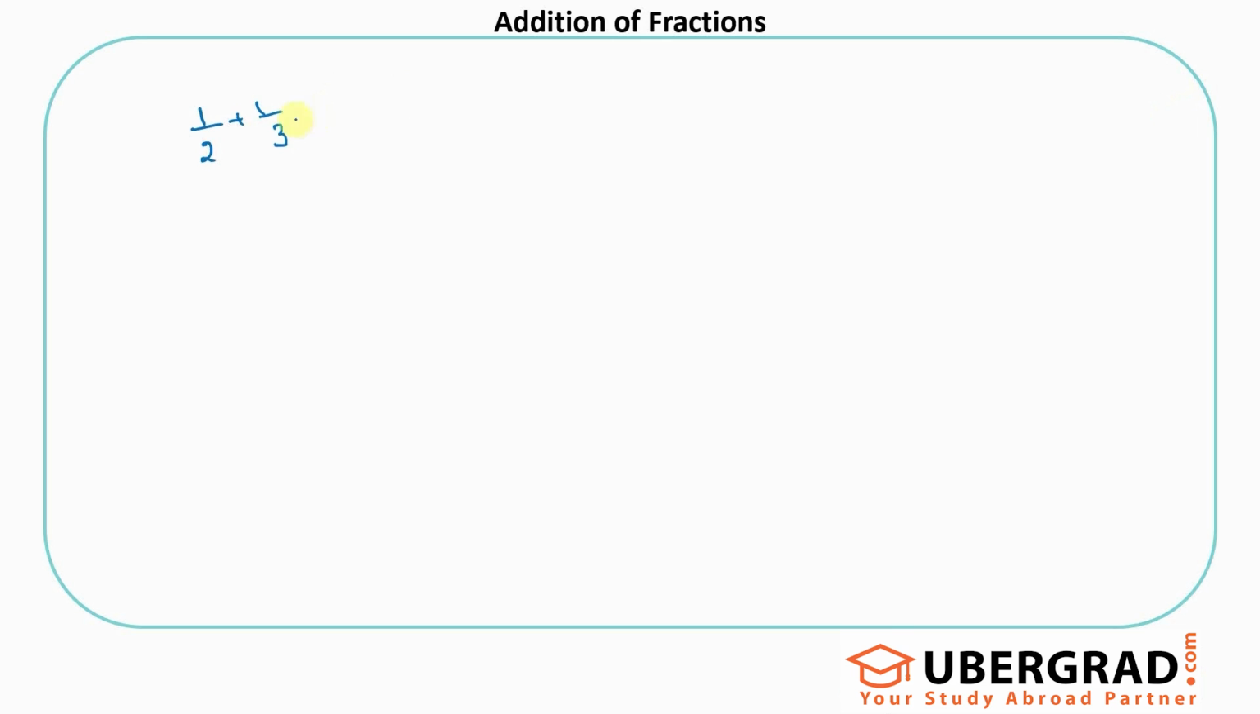The logic is this: I first find the LCM of the denominators. So what is the LCM of the denominators? Or simply you can take it as 2 into 3. Here it's 2 into 3, 6.